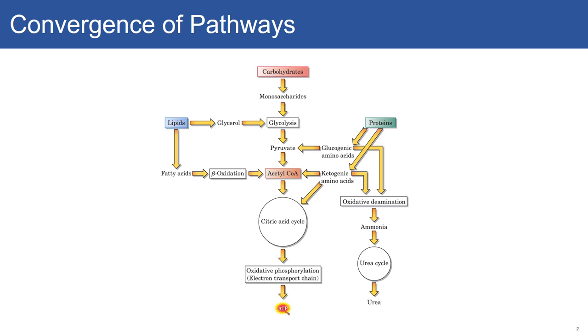Oxidative phosphorylation, also called the electron transport chain, is right at the end, and this is where most of the ATP is produced as we get through all of the catabolic processes. It's the second part of what we call the common catabolic pathway, which includes the citric acid cycle and then goes into oxidative phosphorylation.